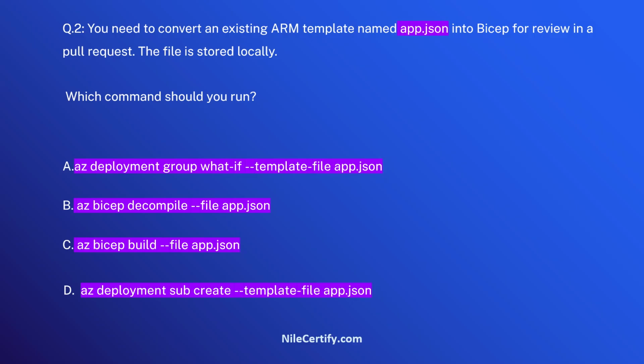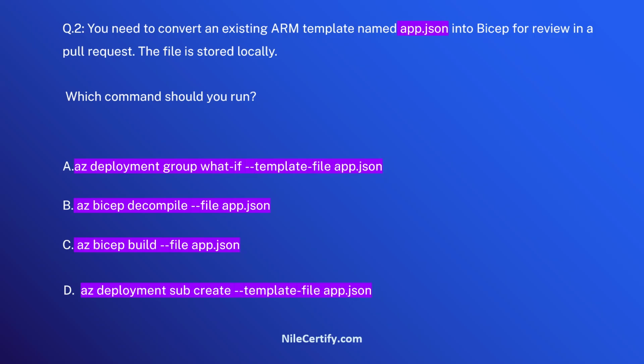First option, az deployment group what-if. A what-if is a preview tool that compares your template against the current state in Azure and shows the changes that would happen if you deployed. It does not convert formats. It keeps the file as JSON and simply previews the outcome at the resource group scope. So it's a very helpful feature, but that's what it does.